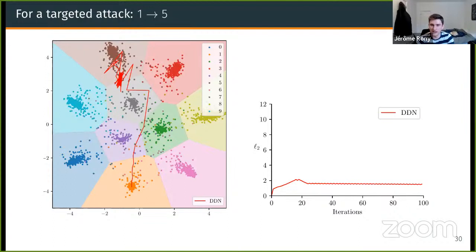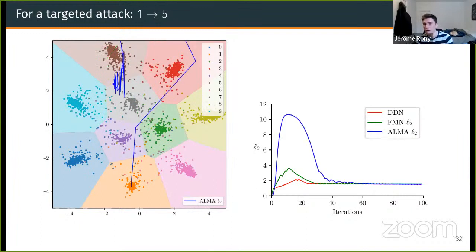So this is for DDN. You can do the same for FMN, and again the same for ALMA, and you observe the same thing. Basically, the multiplier estimate completely overshoots the target class, and then comes back to a solution and converges to a value that's stable, and it converges on this point here in the feature space.